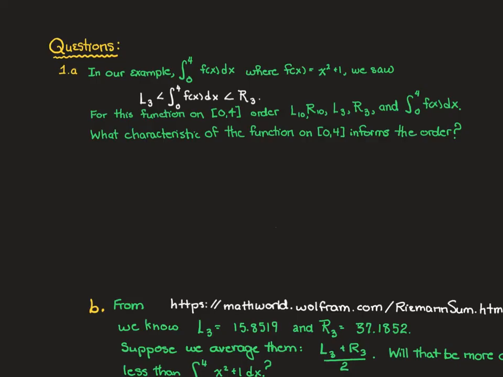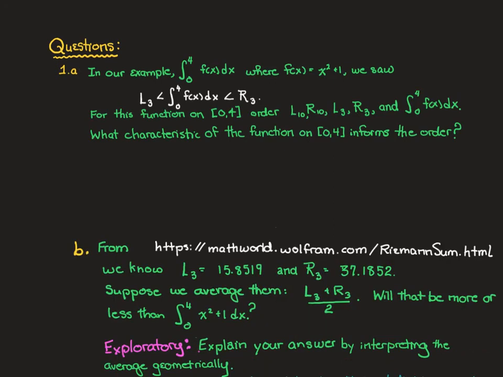So here are some questions. In our example, the integral from 0 to 4 of f of x dx, where f of x is x squared plus 1, we saw that L3 is less than the integral, which is less than R3. For this function on 0, 4, order L10, R10, L3, R3, and the integral itself. What characteristic of the function on the interval 0 to 4 informs the order?